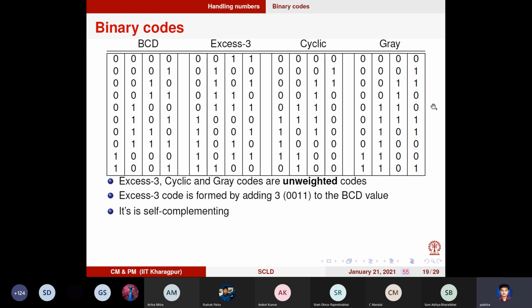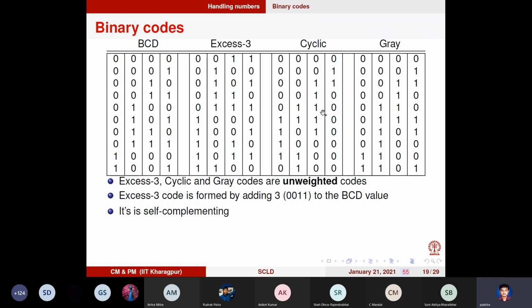There is another code which is kind of a cyclic code. There is another code called a Gray code. This is cyclic as well and has some properties. One of the properties is that every 2 consecutive strings differ by only 1 bit.